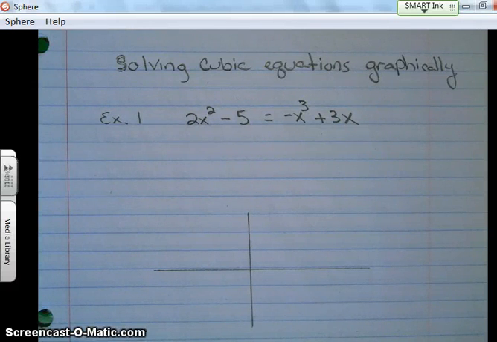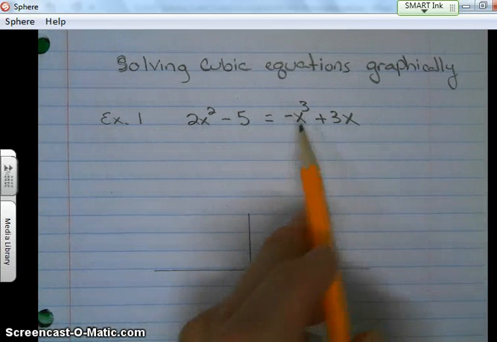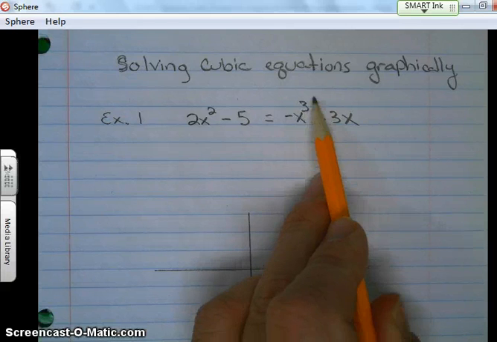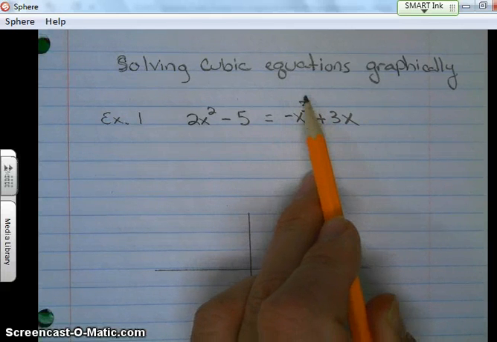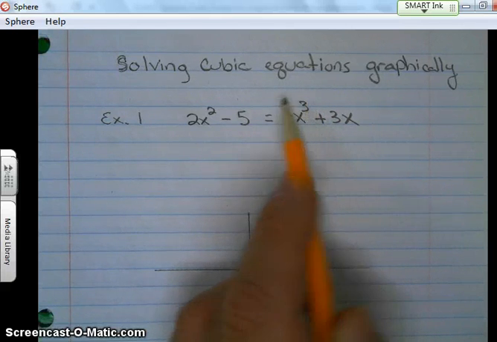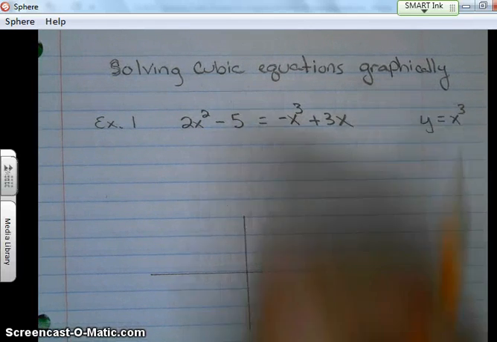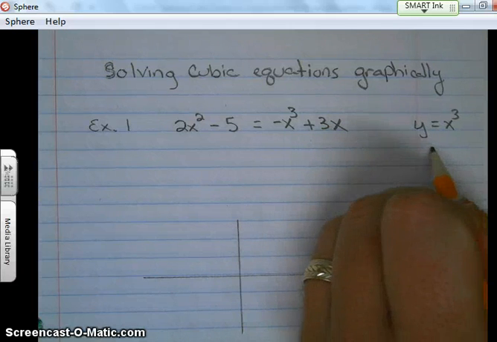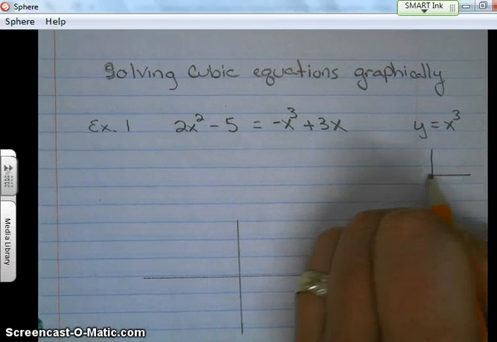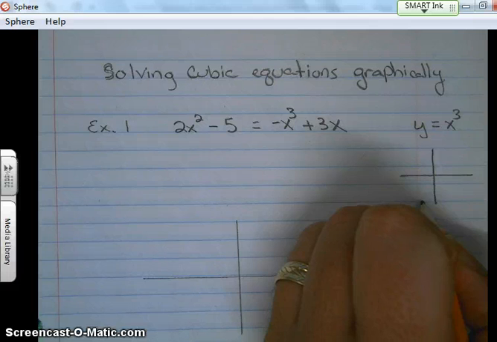Alright, we're going to look at solving cubic equations graphically. So just like with a quadratic equation, we first need to set this equation equal to 0. This is a third degree polynomial, because this is the highest exponent, which means the parent function would be y equals x cubed. And that parent looks like this.